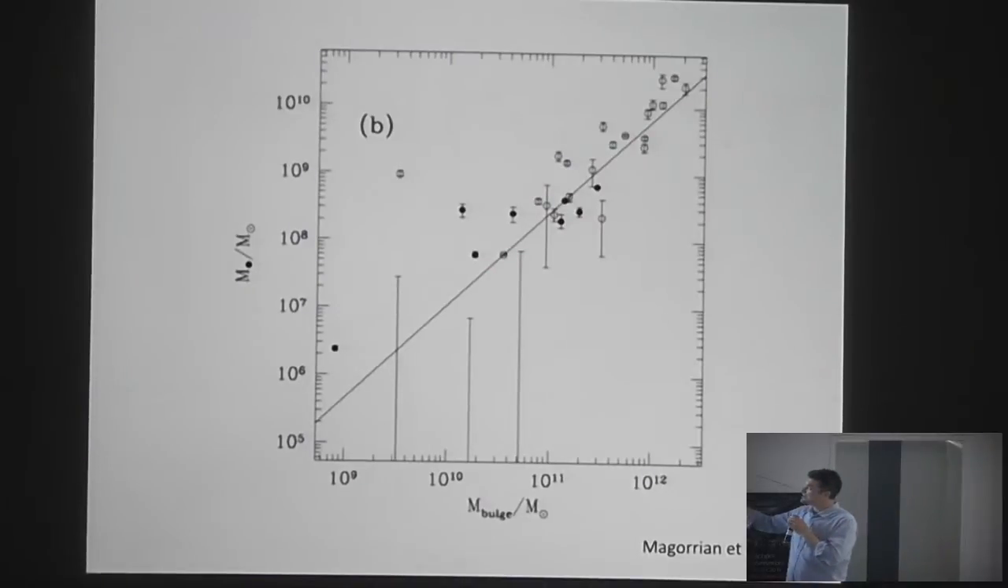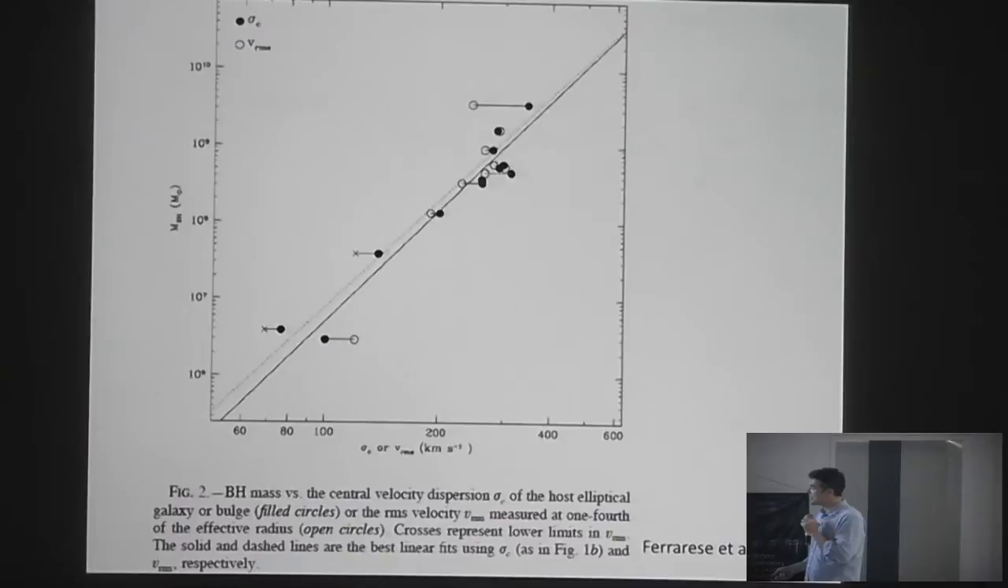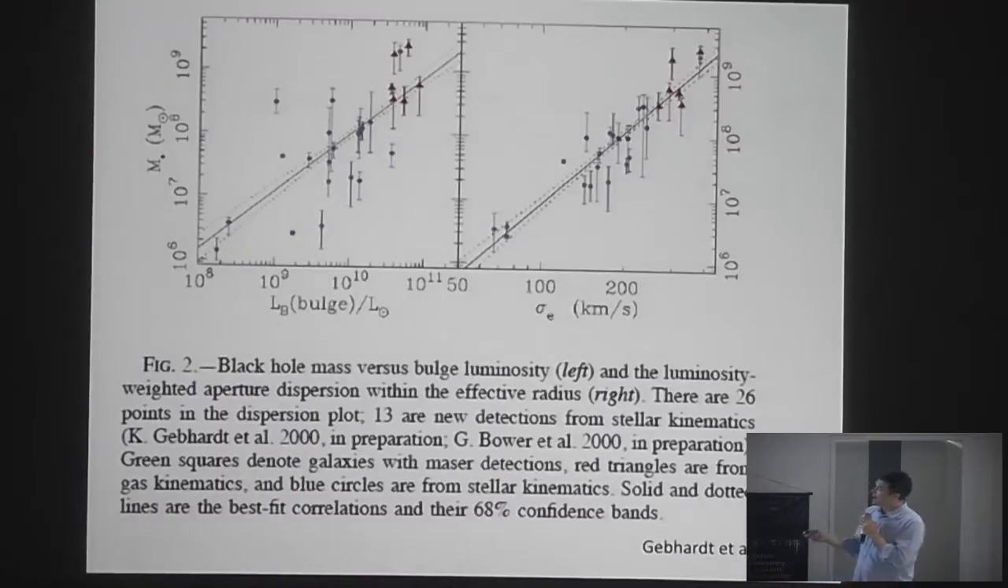This is known colloquially as the Magorrian relation because Magorrian was one of the first people to publish this. Laura Ferrarese also worked on this, looking at the velocity dispersion versus the black hole mass from these early studies. Again, black hole mass versus luminosity of the bulge or this dispersion, and you see that there's a better correlation with the dispersion than with the luminosity, so the dispersion is the main driver there, and this is the dispersion of the bulge.